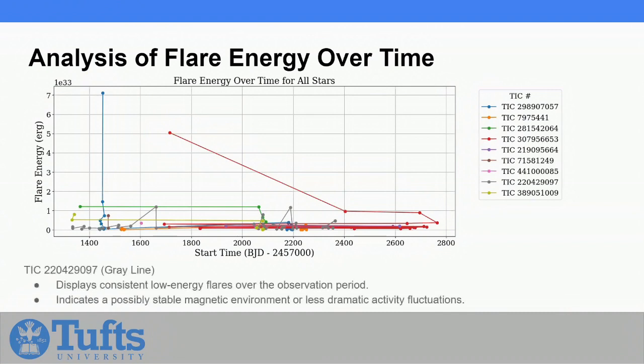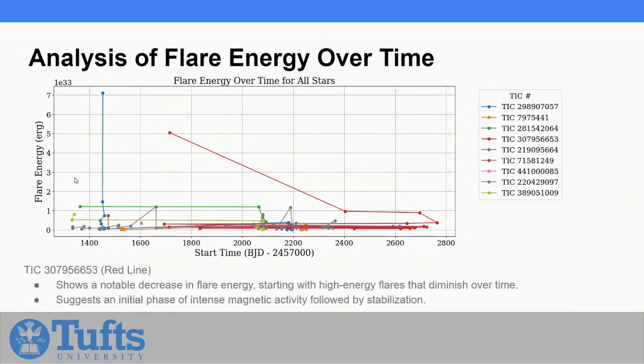This star shows consistency over time, with most flares registering low energy levels that do not vary significantly. This could indicate a stable magnetic environment or a cycle of activity that is less prone to dramatic fluctuations. Then this dwarf shows a more interesting pattern, with flare energy decreasing notably over time. The highest flare energy occurs early in the observation period, with a rapid decline to a lower stable energy level thereafter. This trend might suggest a period of intense magnetic activity followed by a stabilization phase.